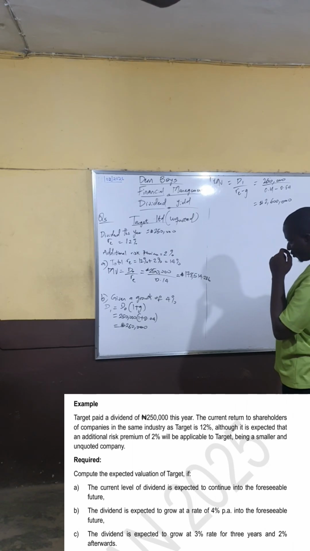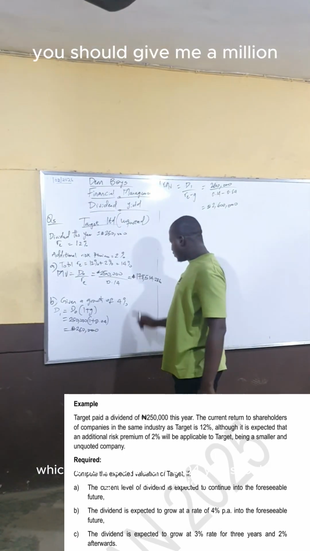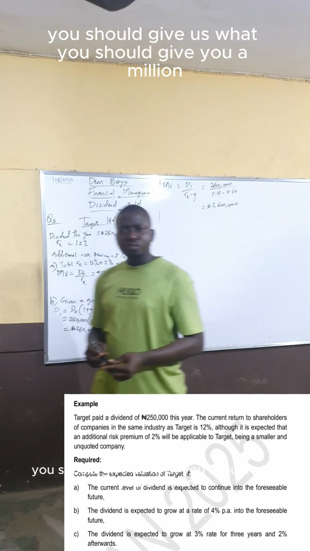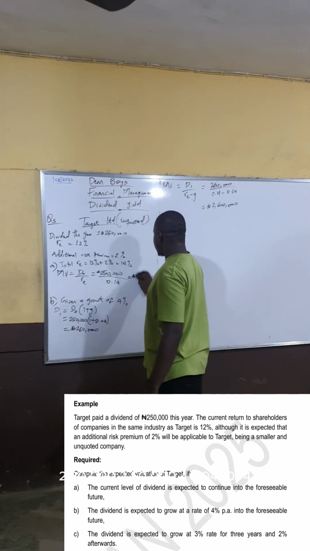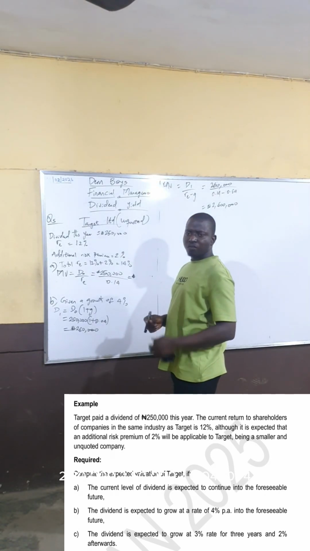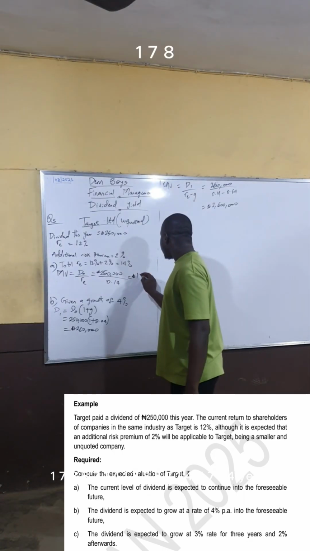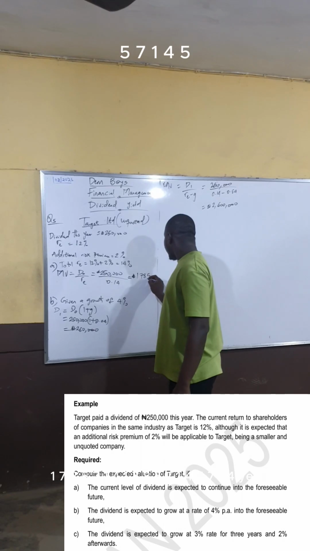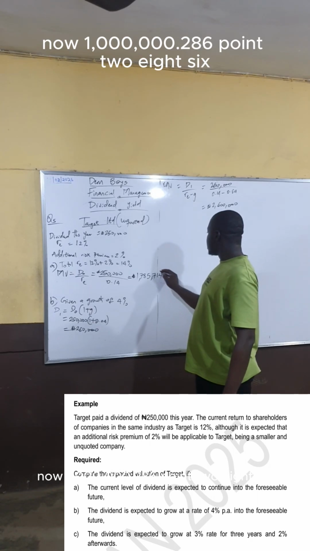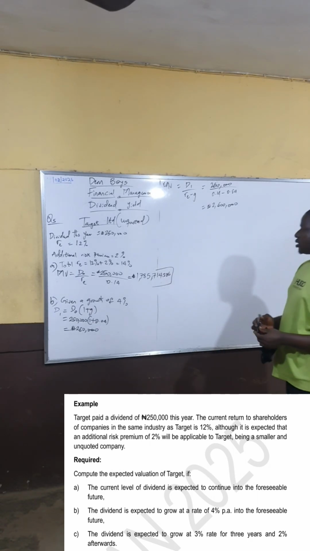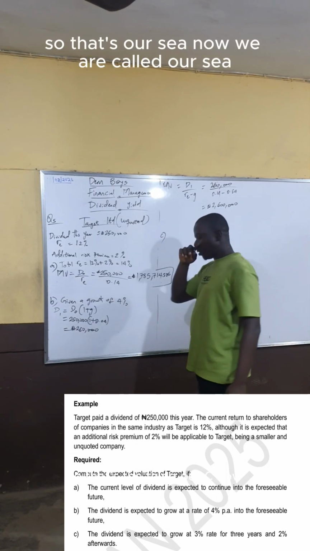But wait, are you sure this is correct? 250,000 divided by 0.04 should give you millions. Give me the figure again. 250,000 divided by 0.04. 1,785,714. That's 7 figures. So it is 7 million. So that's our C now. We have got our C.